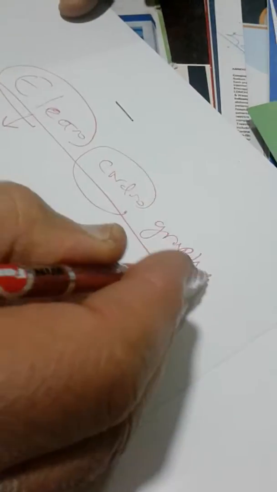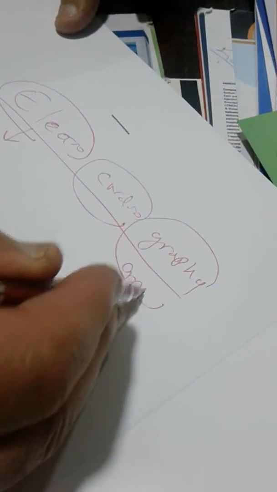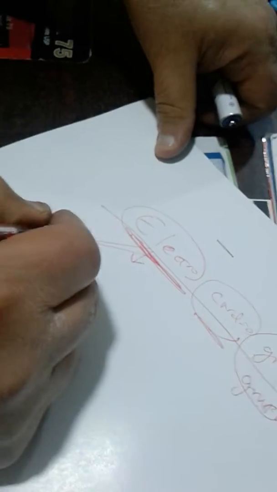ELECTROCARDIOGRAPHY. Here we need to concentrate on "electro", which means electricity. Cardio is the heart. Graphy is the graphic representation. The ECG is the graphic representation of the electrical activity of the heart. So we have to know about the electricity.